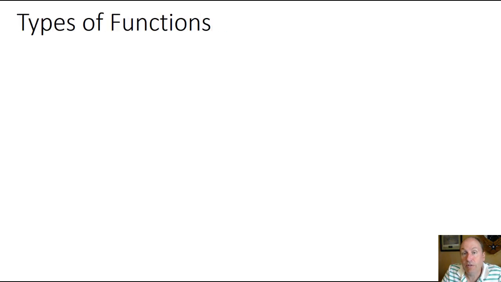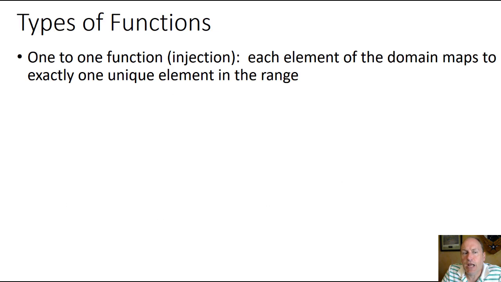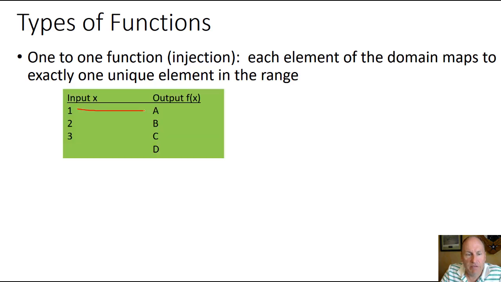So let's look at a couple of terms that deal with functions. A special type of function called a one-to-one function, which you'll sometimes hear referred to as an injection, is where each element of the domain maps to exactly one unique element in the range. If element 1 maps to A, element 2 maps to B, and element 3 maps to D, this is a one-to-one function. Each element in the input matches to one unique element in the range. One-to-one function, sometimes referred to as an injection.